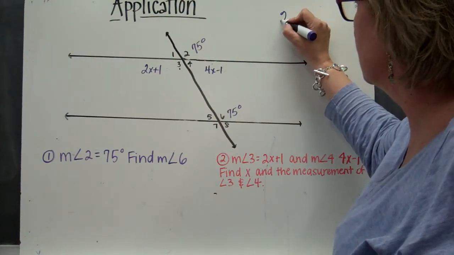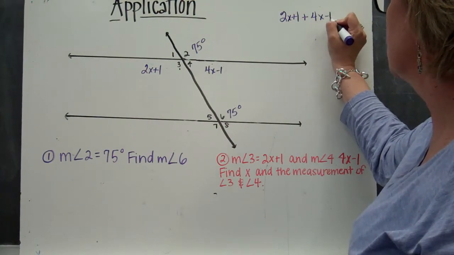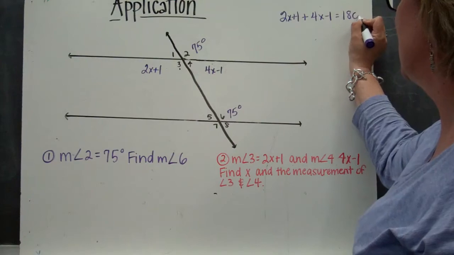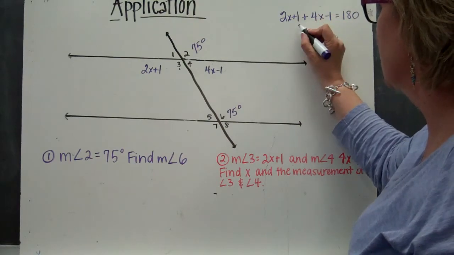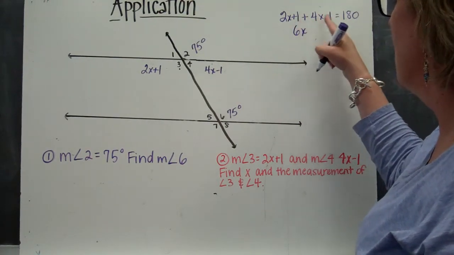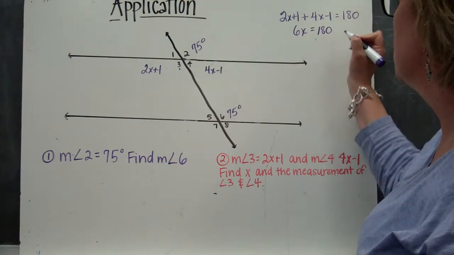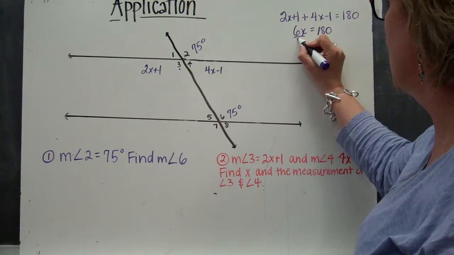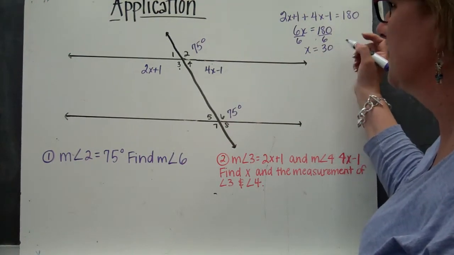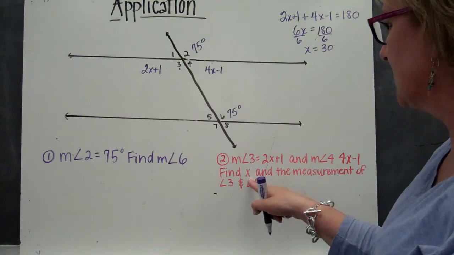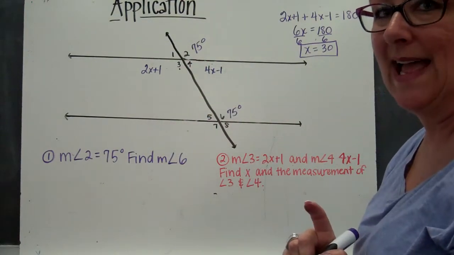I can say 2x plus 1 plus 4x minus 1 has got to equal 180 degrees. So I now have to add like terms. 2x and 4x is 6x. 1 minus 1 is 0, so that's going to give me 180. So 6x equals 180, and when I divide 6 into both, x is going to become 30 degrees. Now I found what x equals. I know that x equals 30 degrees, but now it wants to know what is angle 3.